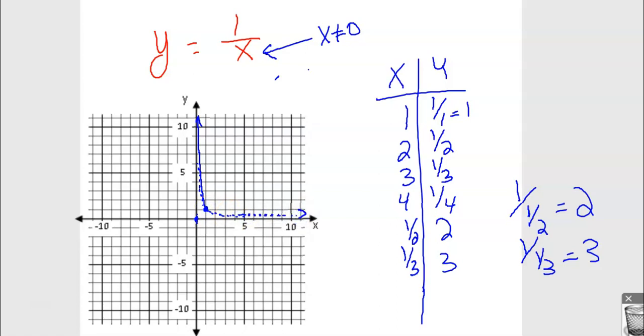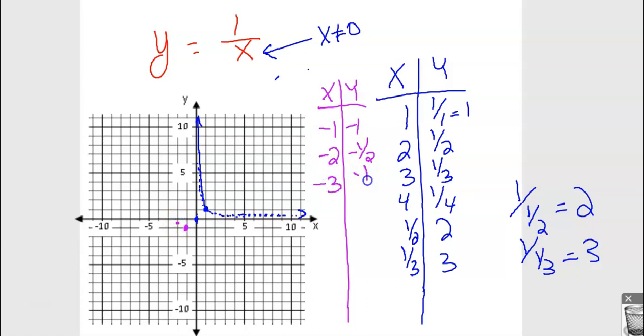And if I made another xy chart and started plugging in like -1, well, 1 divided by -1 is -1. Plug in -2. Well, that'd be -1/2. And -3, that'd be -1/3. So notice this is going to do the exact same thing. It's never ever going to touch this line, and it's never ever going to touch this line. So it gets very, very close to those, but it doesn't actually hit them.